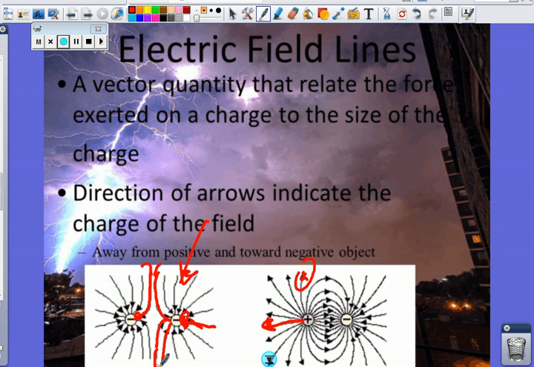Over here, you have your field lines going directly from the positive to the negative, so you get an attractive force. Just remember, away from the positive and towards the negative.